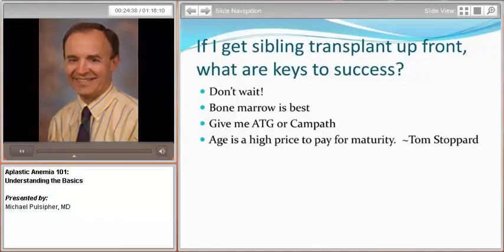So if you're going to have a matched sibling transplant, ask your doctor about these things. The first thing is don't wait, and I'll show you a little bit of data on that. You don't want to wait around a few months. You want to just move forward fairly quickly.